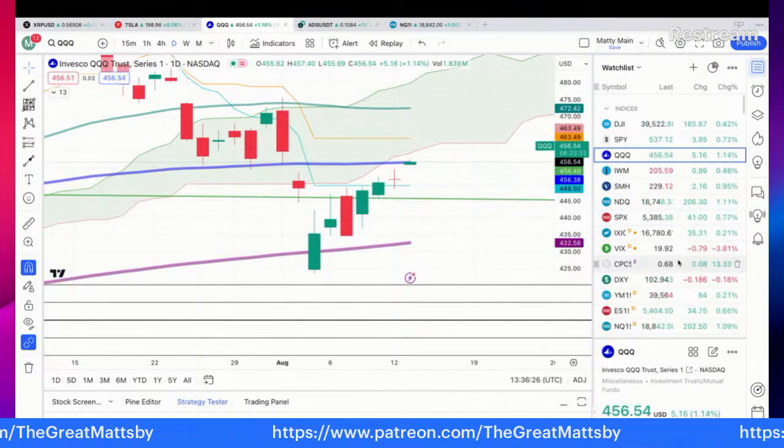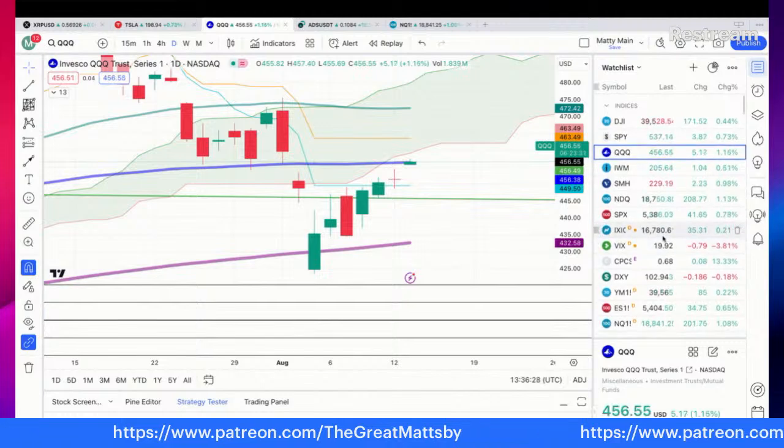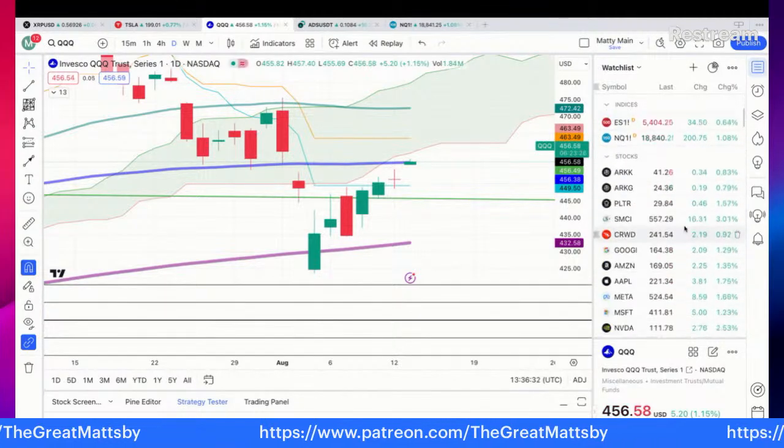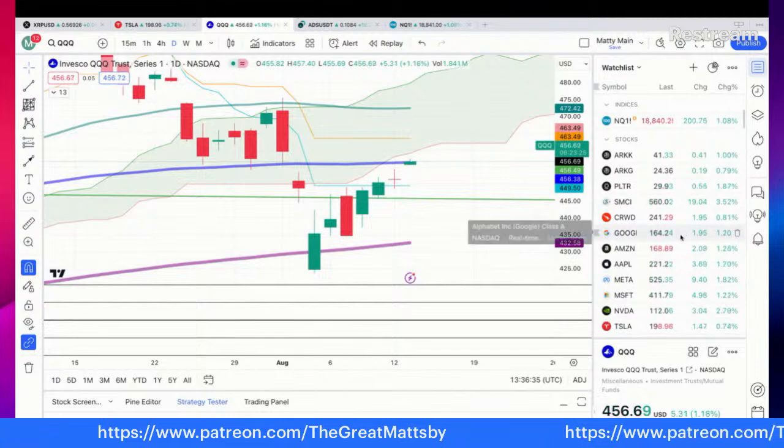So overall, still resistance above for everything, right? Even IWM, SMH, everything, there's resistance above. And those are the levels for this morning.